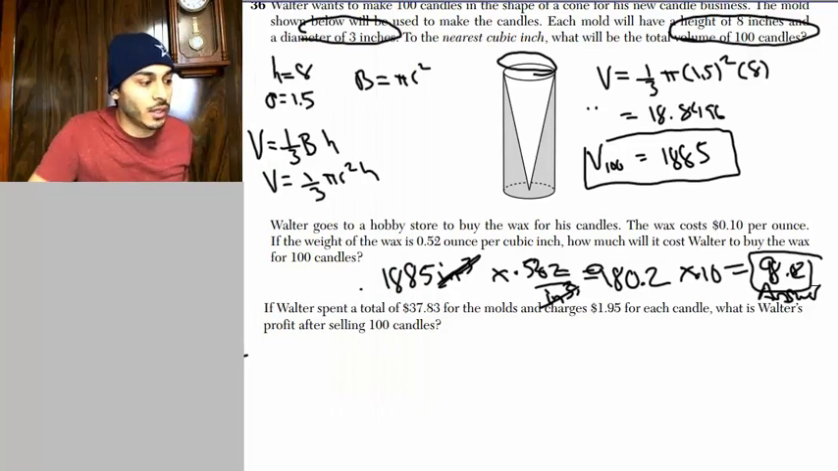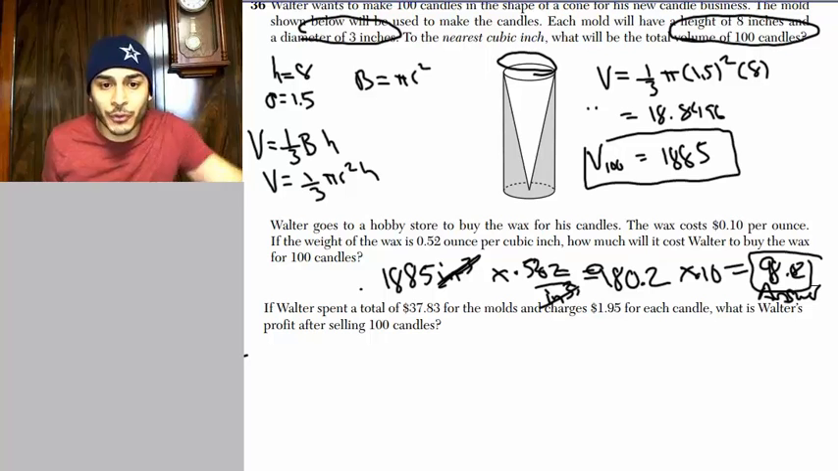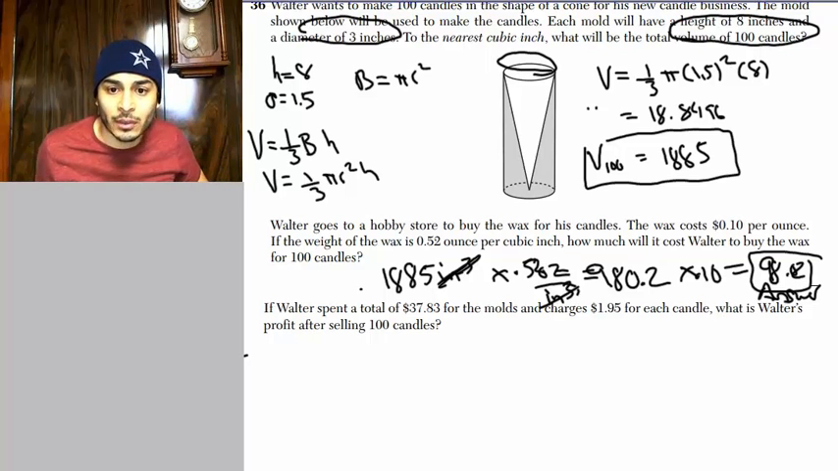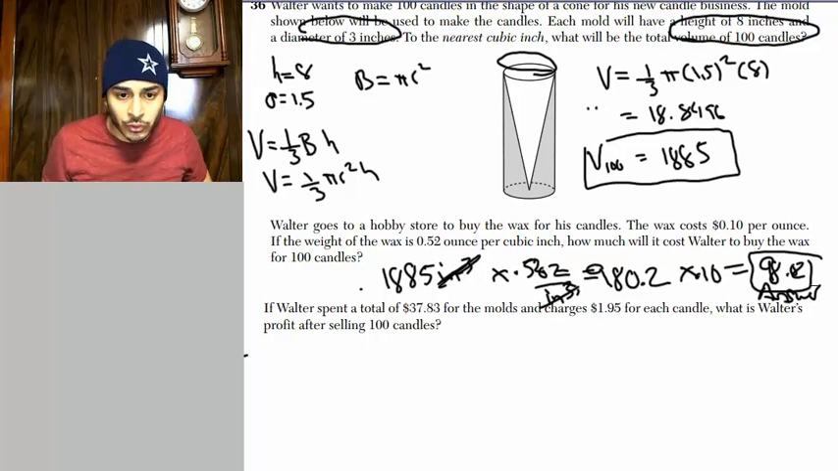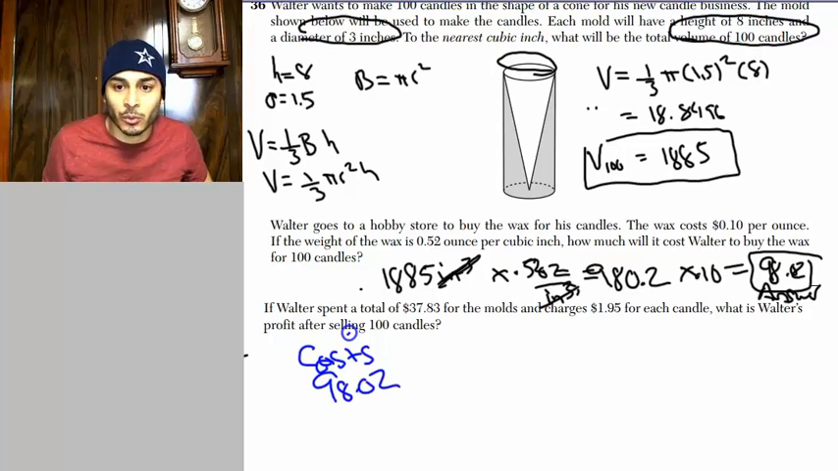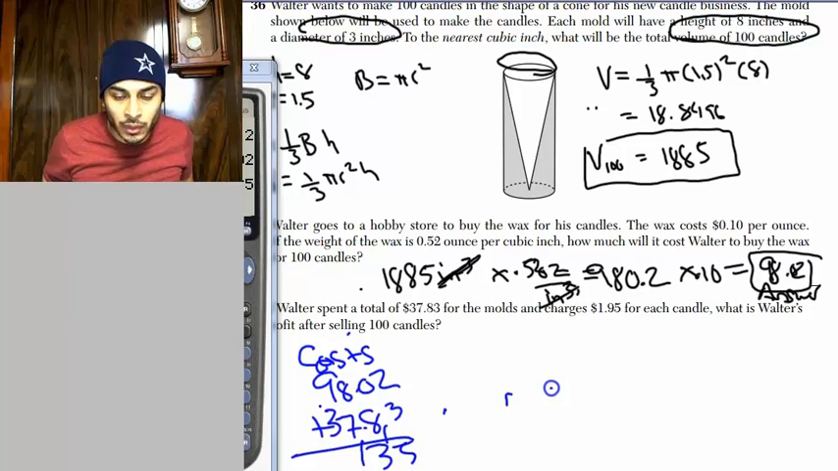Okay, the next question says if Walter spent a total of 37.83 for the molds and he charges 1.95 for each candle, what is his profit after selling 100 candles? So think through this. What are his costs? What are some of the things he spends money on? Well, we just wrote that down. He spent 98.02 on the wax. And then it says he's going to buy the molds for 37.83. So what does that come out to? 135.85. Okay, those are the costs.